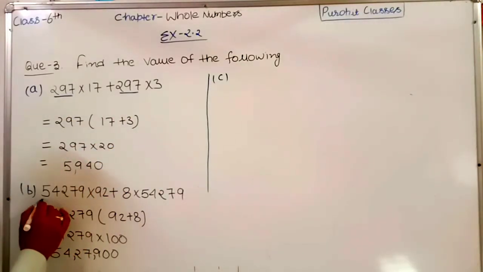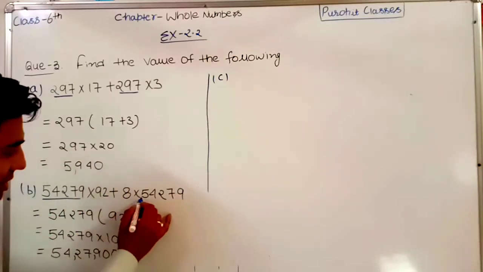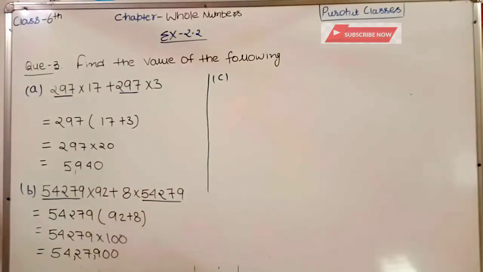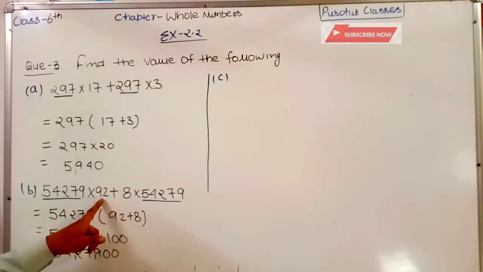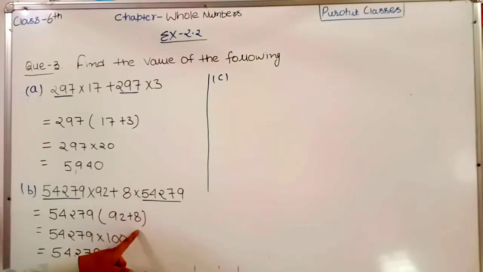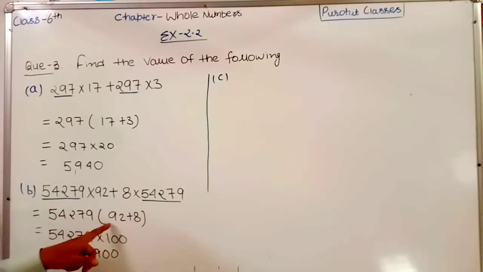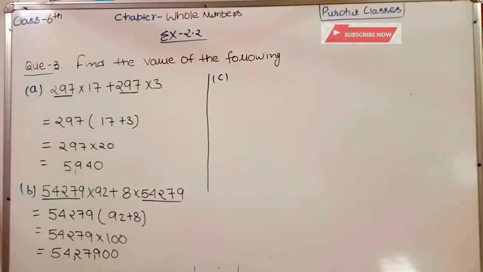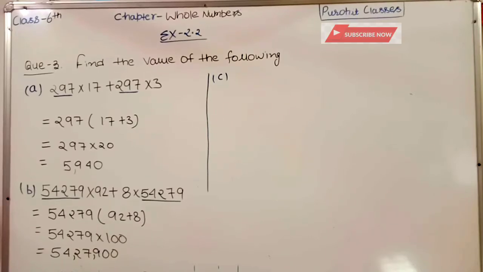Similarly in the second part, 54,279 is in both the terms, so that will be taken as a, and the remaining, like in the first one 92 and here 8, will be taken as b and c. So this will be 100, and we will find the product. So similarly in part c, 81,265 is in the place of a, and in part d 3,000. In part d, what is common?